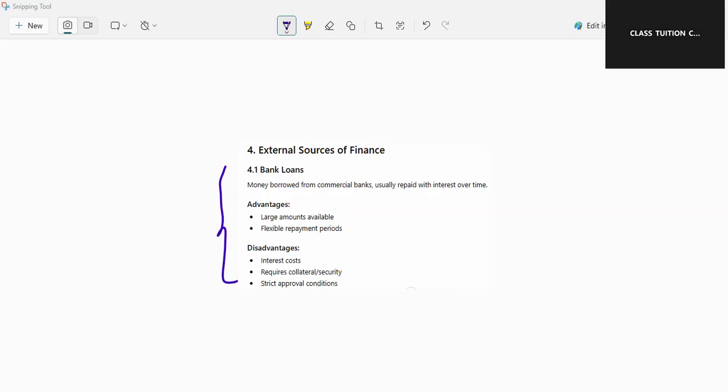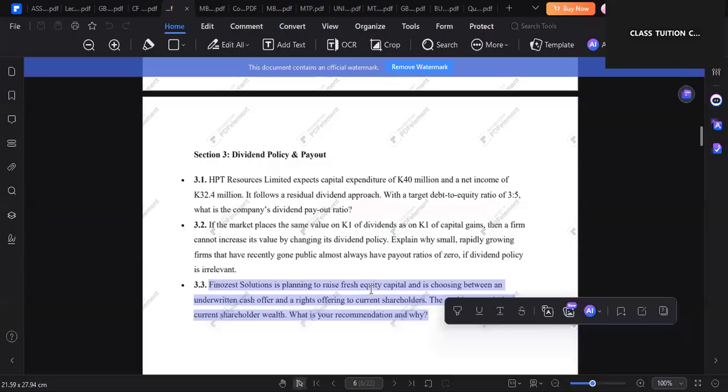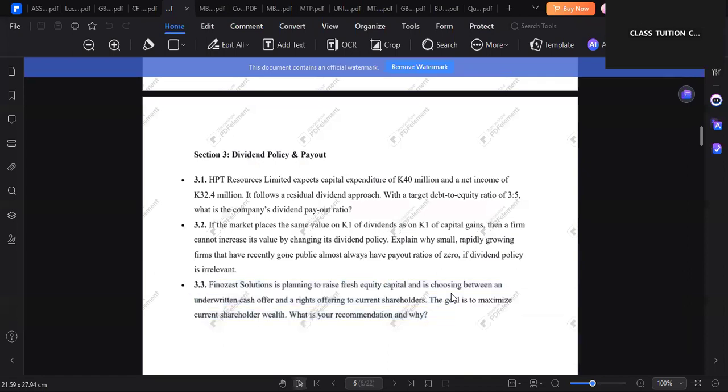We have two options of funding. FinoZ Solutions is planning to raise fresh capital, choosing between an underwritten cash offer and a rights offering to the current shareholders. To maximize the current shareholders' wealth, what is the recommendation and why? So there are two options here. FinoZ is a company that wants to raise equity. It has to choose between two.